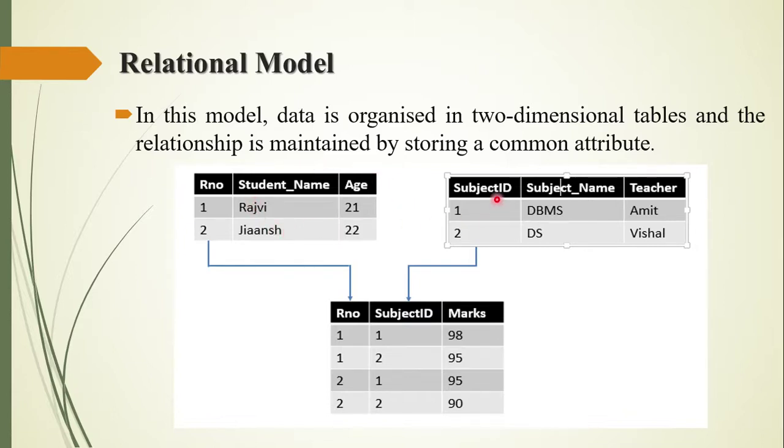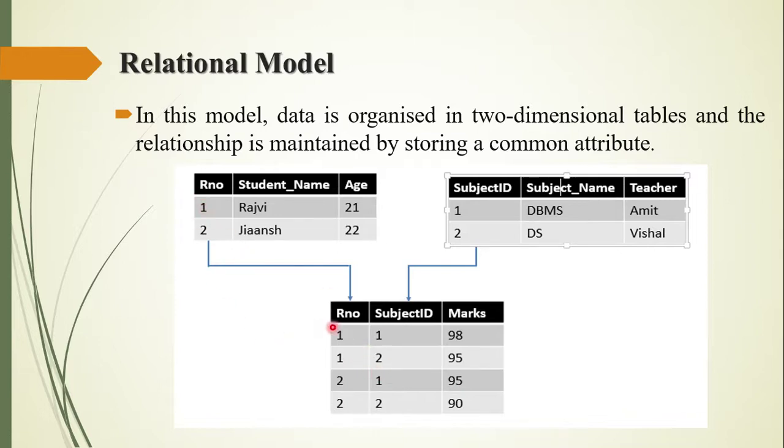Now next is the subject. Subject 1, subject name is DBMS, teacher is Amit. Subject 2, subject ID is 2, subject name is data structure, and teacher is Visan. So now these two are our tables. We are using these two tables' data in another table. So these two are our master tables, and we create one another table. It is known as the transaction table, okay.